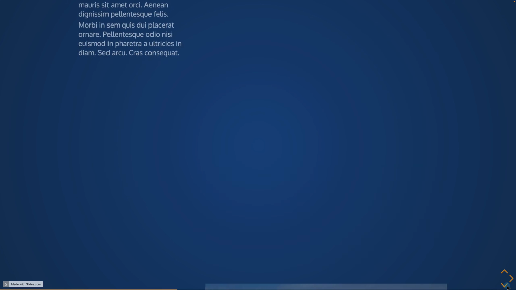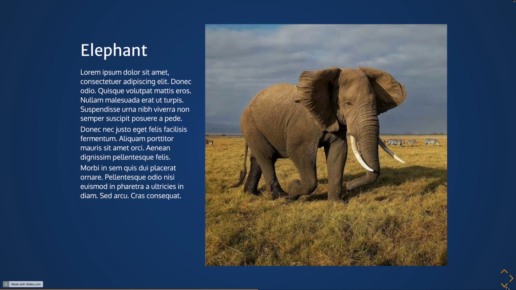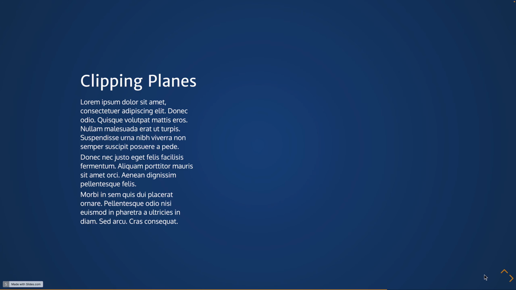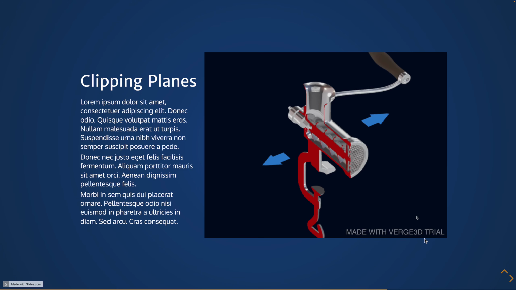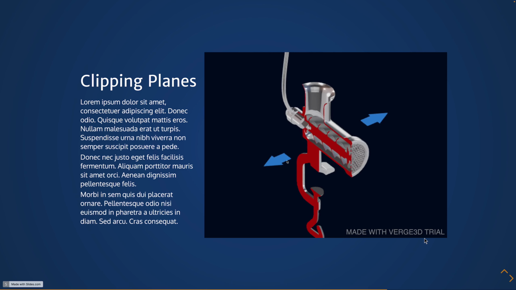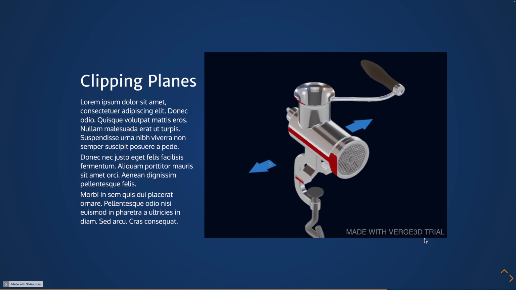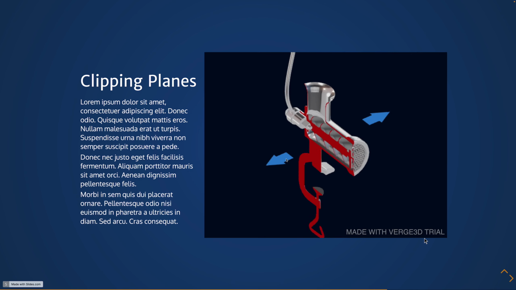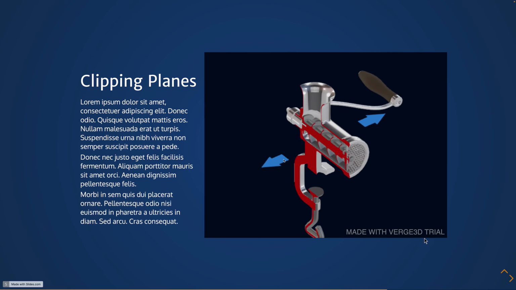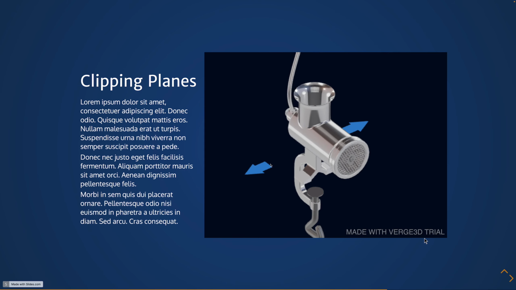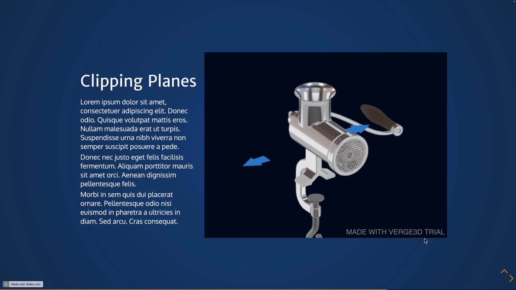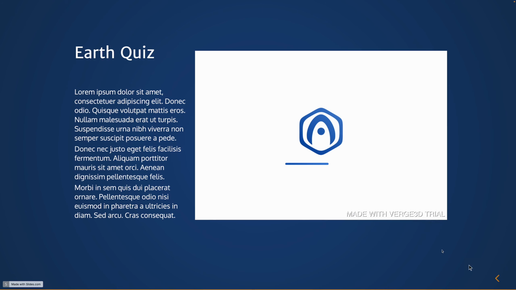Let's see another example here. We have the elephant, so you could add just regular images and so on. Clipping planes, so you have this sort of thing, and you could look inside the 3D meat grinder and so on, and look at that. And of course, you could go not only up and down, but you could go left and right.